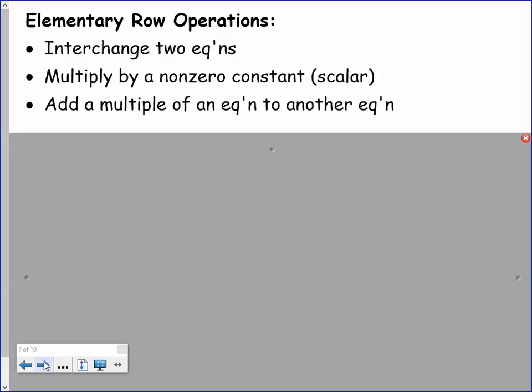Okay. So you're allowed to do that. You can also add a multiple of one equation to another equation. So I could say multiply the second equation by 3 and then add that to the first equation. So that's totally allowed.